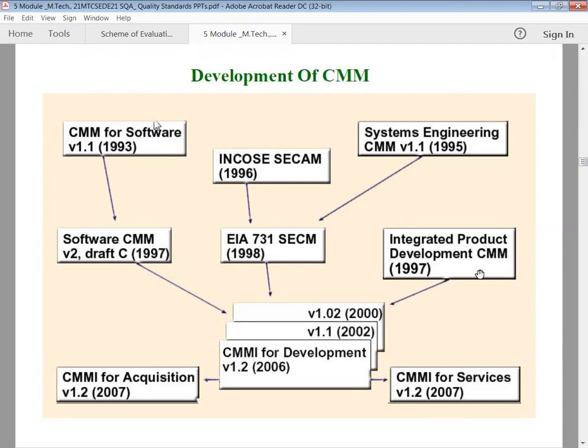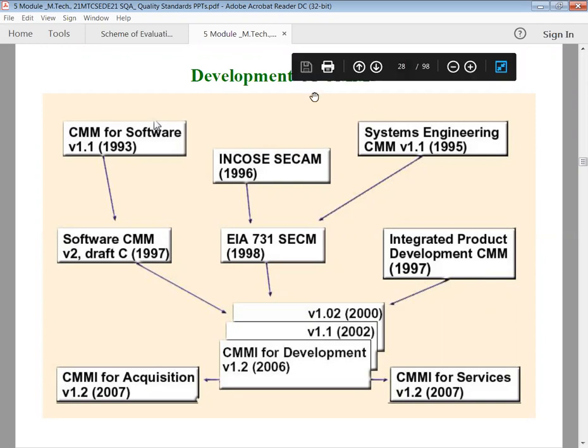1997, integrated product development: creating the software in pieces, then integrating the pieces into the complete project. So divide and conquer based, solving the problem in small atomic pieces, then integrating all the components and getting the complete system. So integrated product development, like a component development model, documents were released. So this is the history and the various versions released for the CMMI model.